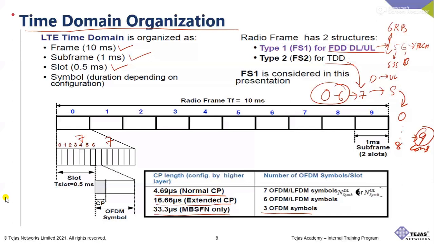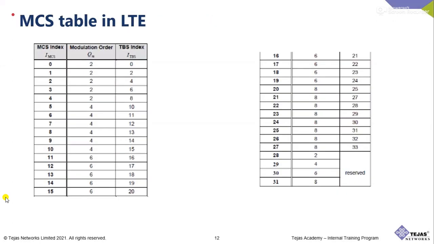Okay, so the next thing is about the modulation coding schemes we have in LTE. We already know that we have either 2 bits. What modulation scheme is this? This is QPSK. 4 bits. What is this modulation scheme called? 16 QAM. And 6 bits. 64 QAM. Okay.